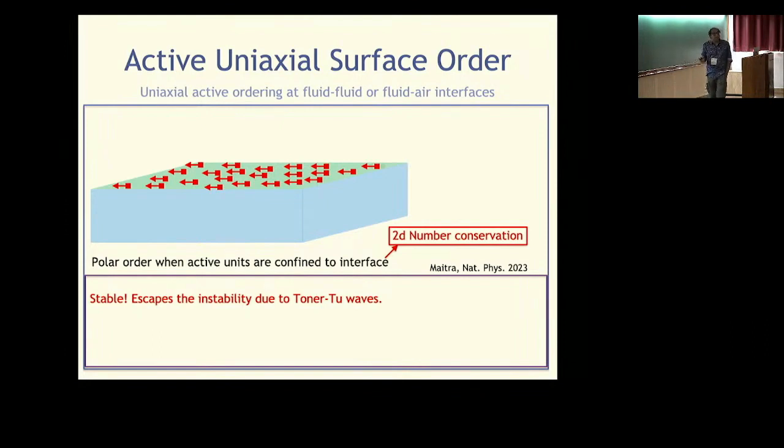And in fact, mathematically this is very similar, only mathematically, not the physics of it. Mathematically, this is very similar to how Toner-Tu waves help polar flocks escape the Simha-Ramaswamy instability in inertial systems, right? So what Prasad talked about yesterday, right?